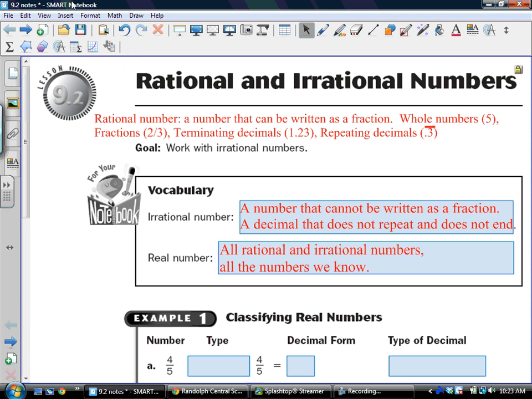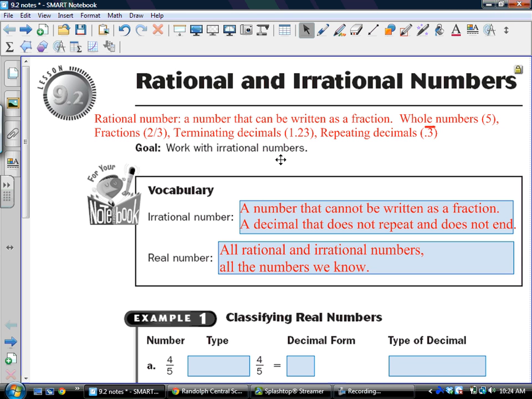Okay, so you're going to need your notes that I gave you in class today on rational and irrational numbers. The first thing we're going to do is some definitions, and you're actually going to need to add this definition to your notes up top here. A rational number. A rational number is any number that can be written as a fraction.